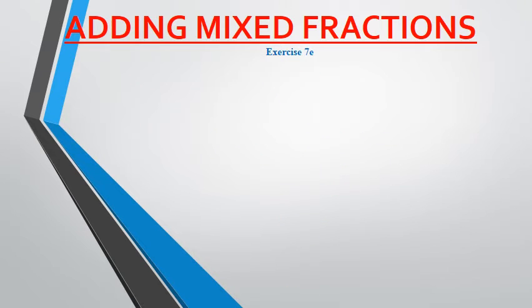Now children, let's do the next question, which is D part of question number 2. Here again we have two mixed fractions which we are supposed to add. The first one is 1 7 by 12 and the second one is 2 7 by 18. So first of all, what we will do? We will change these two mixed fractions into improper fractions. So now they will become 19 by 12 plus 43 by 18.